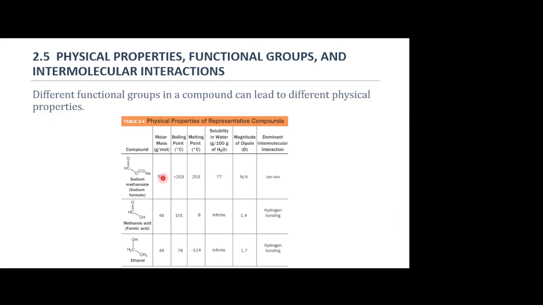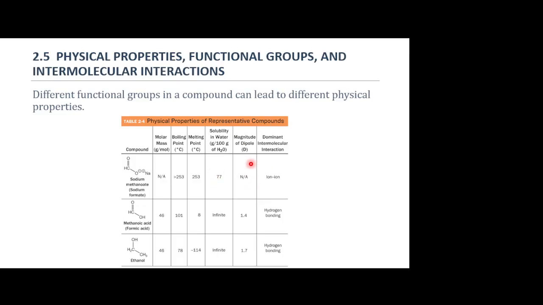Now, this one right here is actually ionic. So technically it doesn't have a molar mass. It would have a formula weight because this is actually an ion-ion intermolecular force. All right. And so what we see here is the boiling point and melting points for this are very high compared to the others because those are ionic forces that you have to break to actually get them to boil or melt in this case. The solubility in water is pretty good because it is ionic.